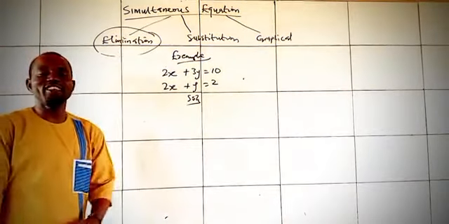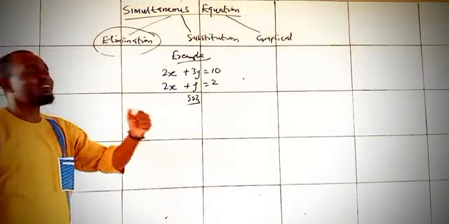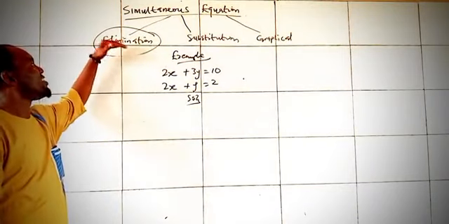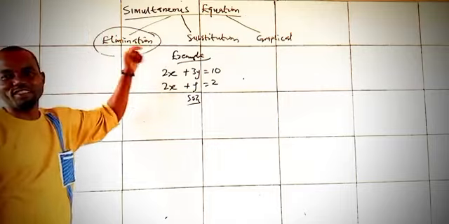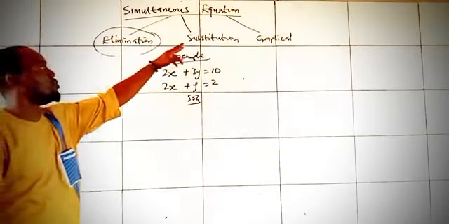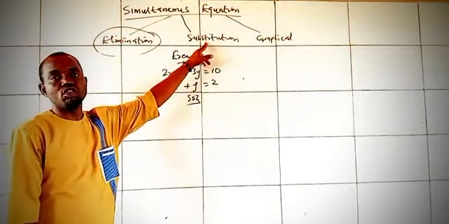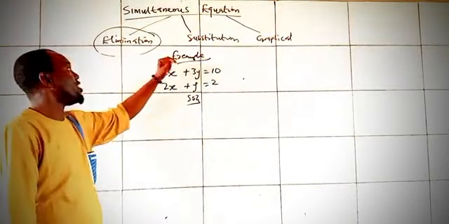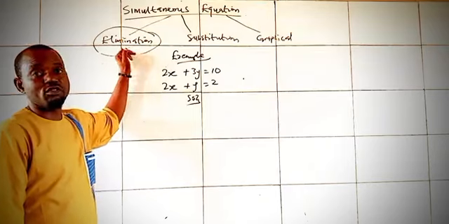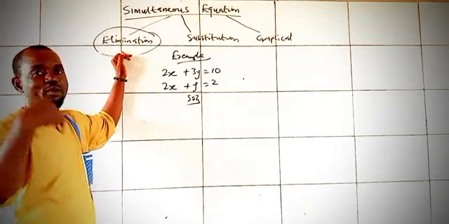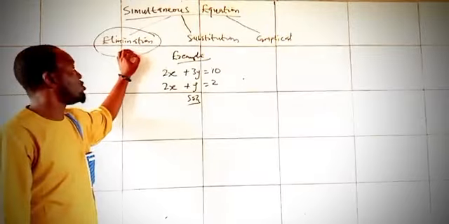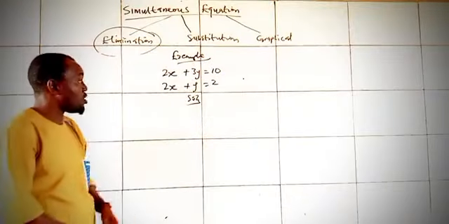Okay, welcome back again. In our previous class, we treated the elimination method in simultaneous equations. Today, we are going to be looking at the substitution method. Please, if you are yet to grasp the elimination method, just kindly scroll back and check our class. We've done the elimination method. Now, let's look at the substitution method.